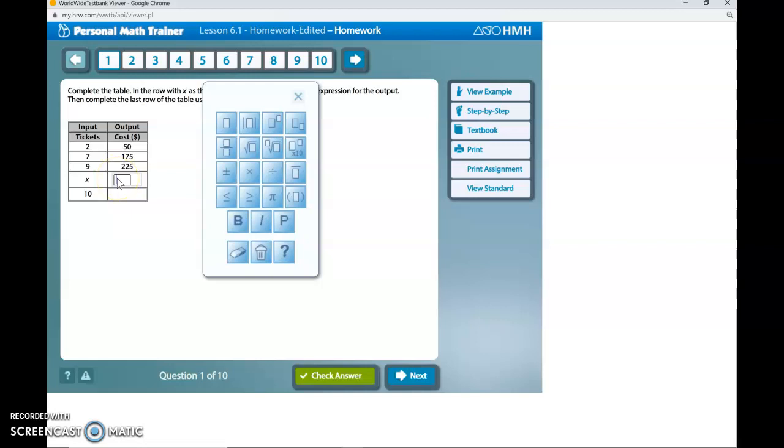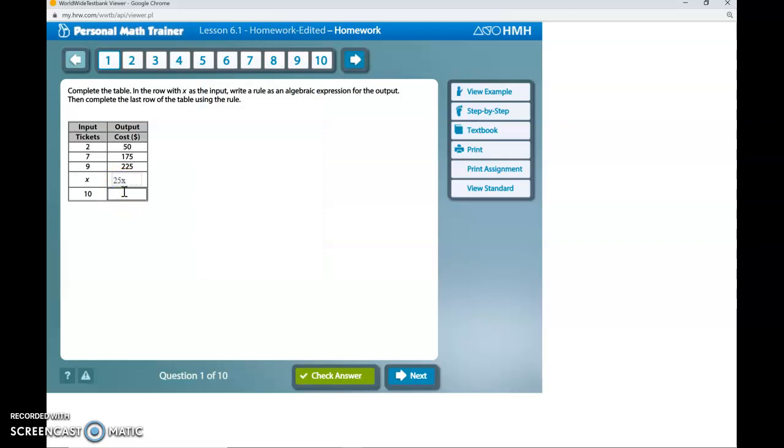The biggest issue we had with this in class is people would forget the x. Pretty much all you have to do is look at the 2 and the 50. If 2 tickets cost $50, then one ticket costs $25. So I'm going to put 25x. Again, make sure you put that x in there no matter what, otherwise it's not going to be marked correctly. And then here it's asking how much 10 tickets cost. Well, if one ticket costs $25, that means 10 tickets cost $250.